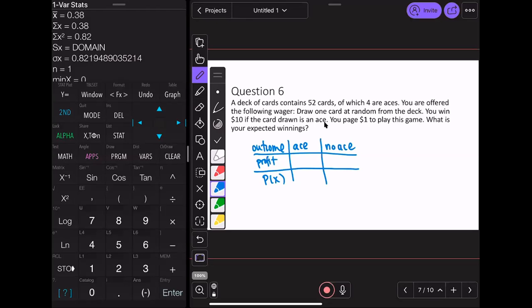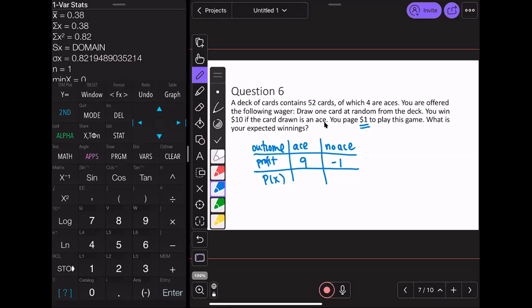Okay, if you do draw an ace, you win $10. However, since you're paying $1 to play the game, you have to subtract that, so your real profit is actually going to be $9. And if you don't draw an ace, you're going to lose. You don't win anything, which really means you lose the dollar that you paid to play the game. So that's what it would be for profit.